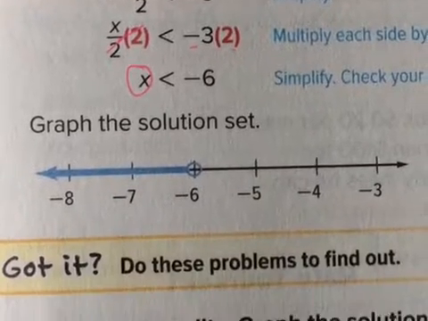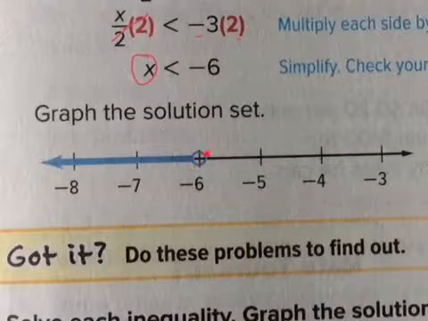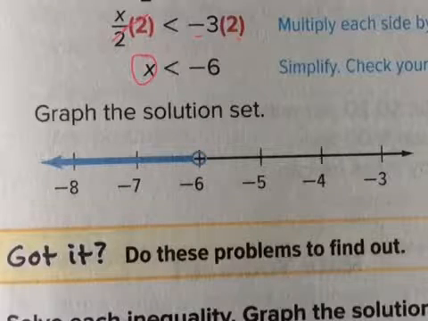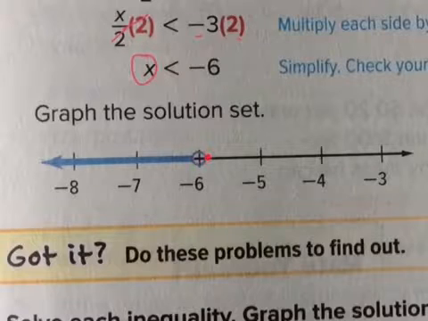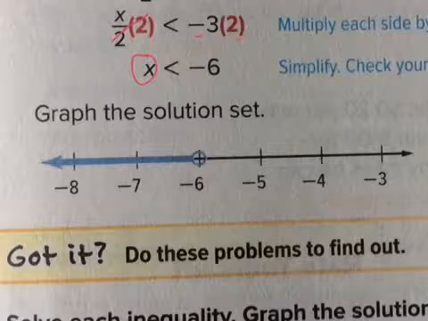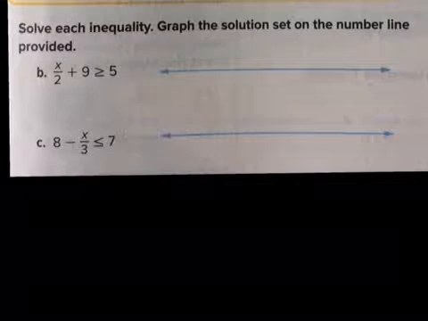And when you graph that, there's your negative 6. It's hollowed. It's not solid because it's not equal to. It's just less than. So we put it hollowed, and we go ahead and say that it's less than negative 6. You see that?